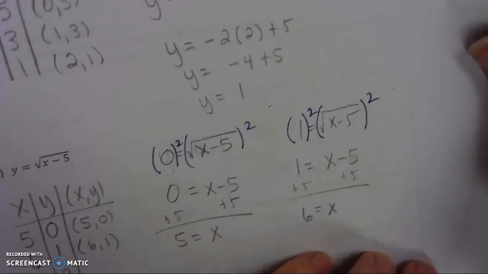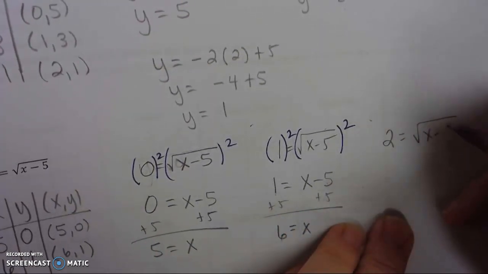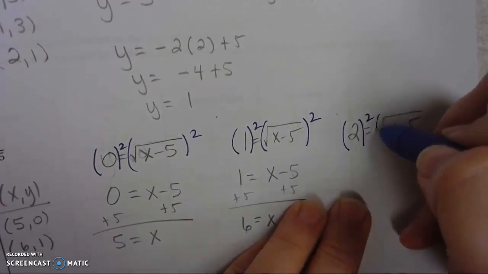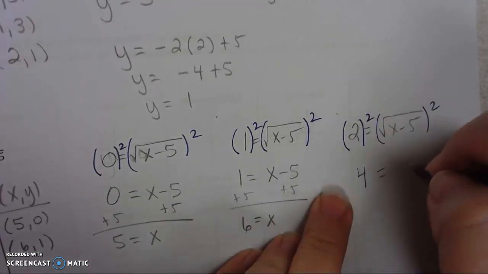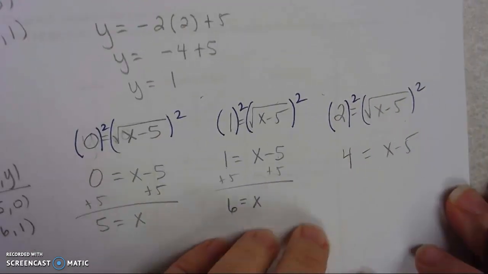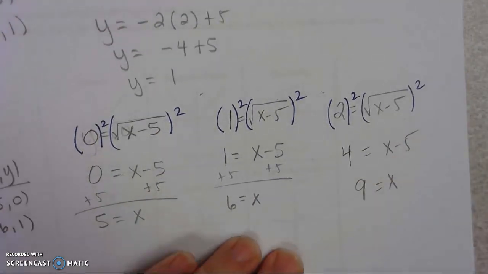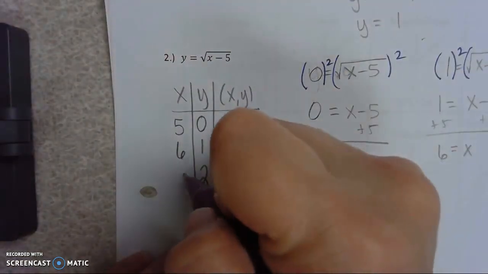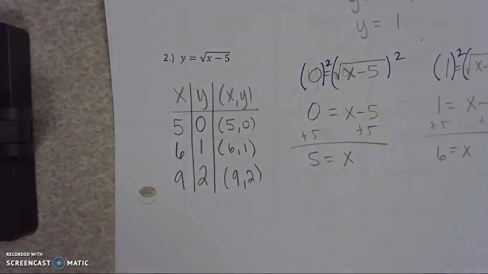All right, lastly, we're going to fill in a 2 for y. So we'll say 2 equals the square root of x minus 5. I'm going to square both sides. And that will give me 4 equals x minus 5. I'm going to add 5 to both sides to find that x equals 9 whenever y is 2. So fill that in, and get my point.